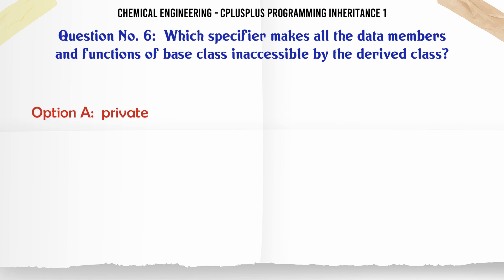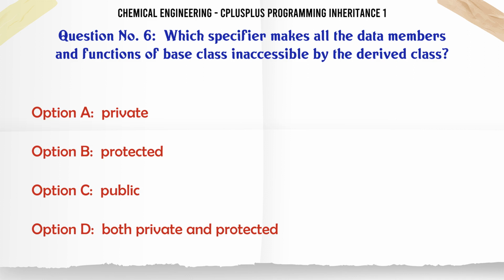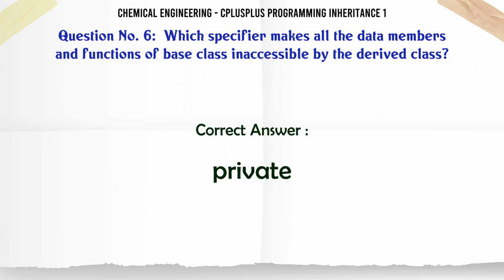Which specifier makes all the data members and functions of the base class inaccessible by the derived class? A. Private. B. Protected. C. Public. D. Both private and protected. The correct answer is private.